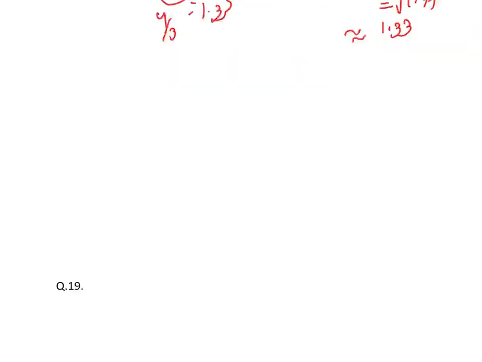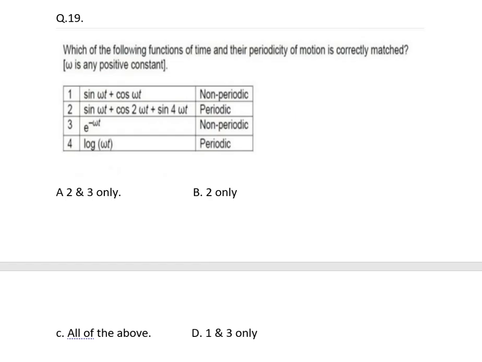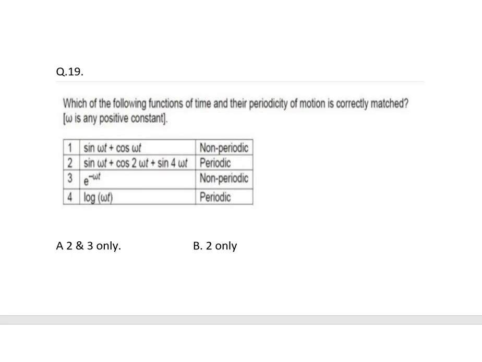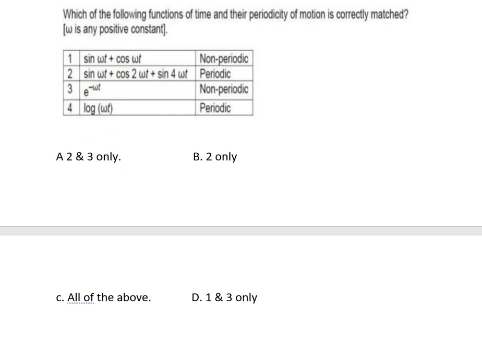So 19 number question, next 19. It is saying that we have to match which one is correct and which one is not. It is given that sin ωt cos ωt is a non-periodic function. A function is said to be periodic if, after some time T, it returns to its initial position f(t). We can say it is a periodic function with time period T.